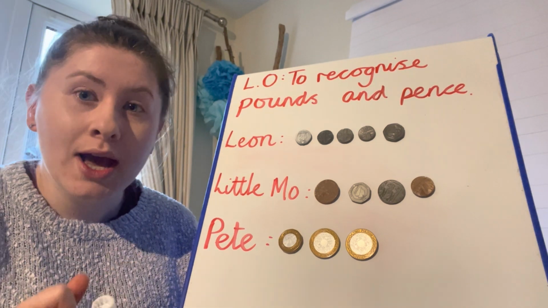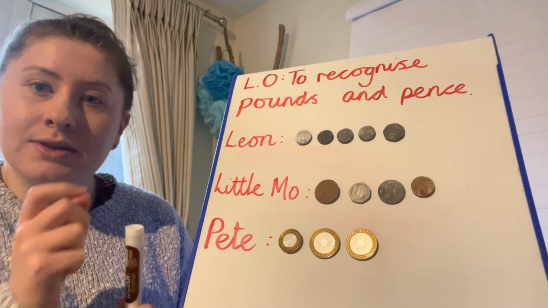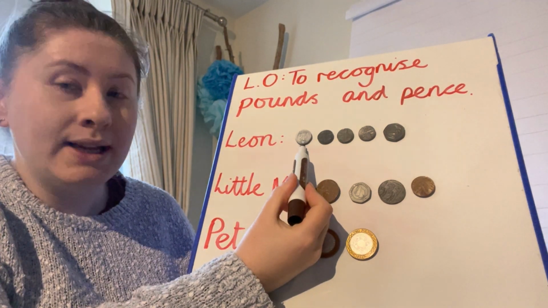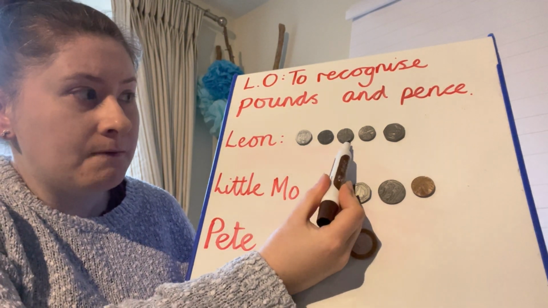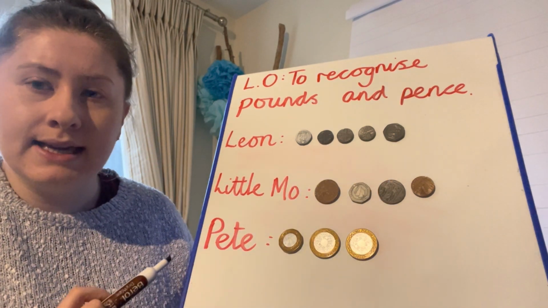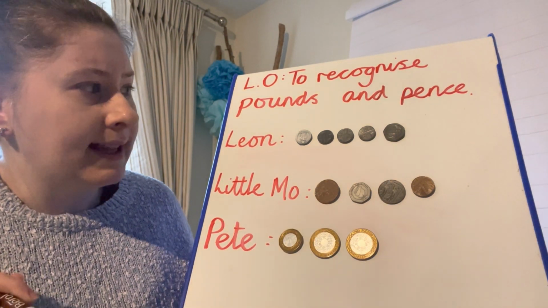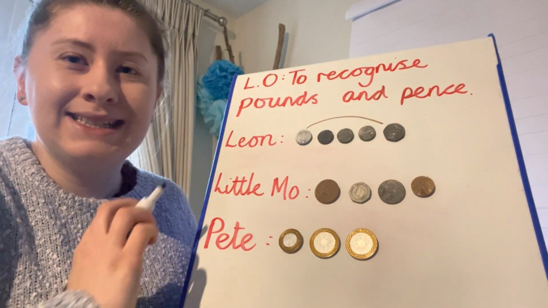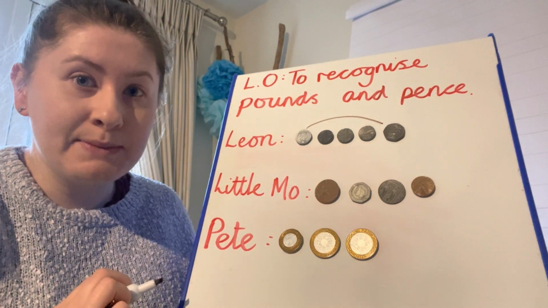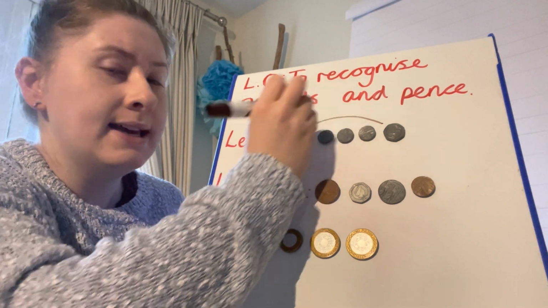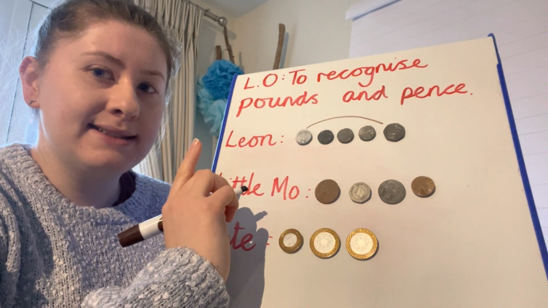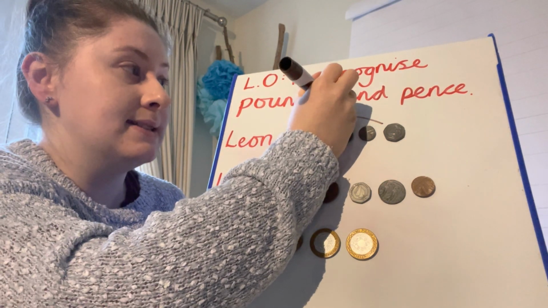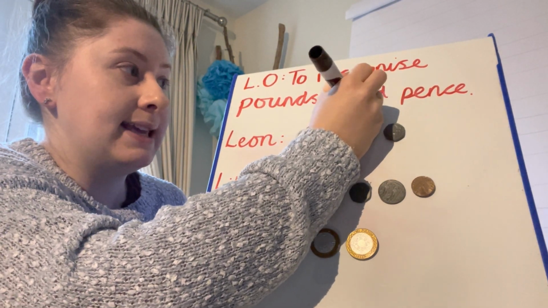Interesting ideas. So let's have a look together. We'll start with Leon. Now we can see Leon has a 20p, 5, 5, 5 and a 20p. So I'm going to think how I'm going to add these together first. I'm going to add my two 20s together. What do two 20s make? That's right, 40. Is it £40 or pence? Well done, it's pence. These are our coins for pence. So I've got 40 pence here.